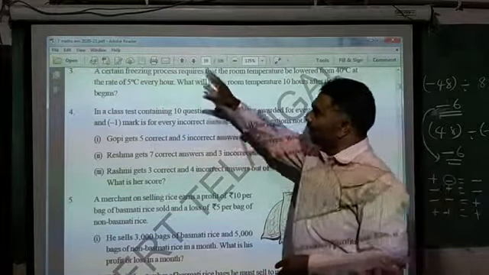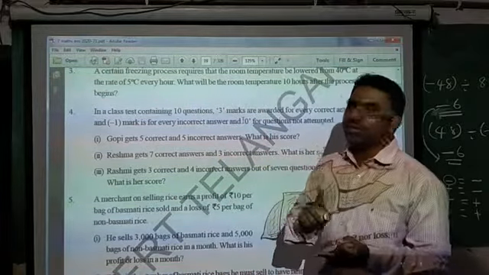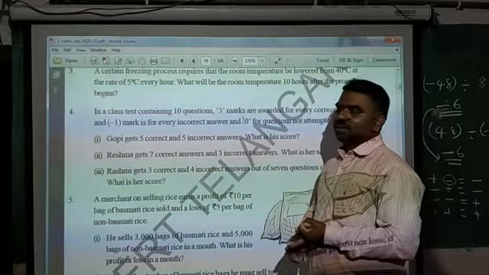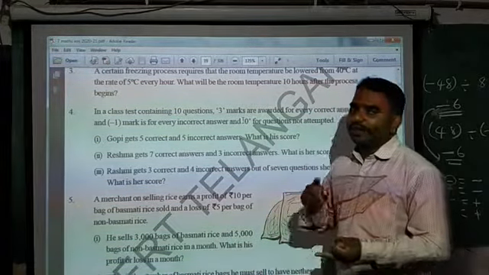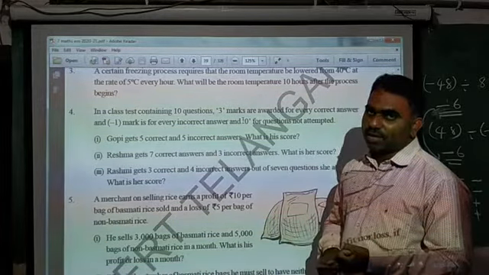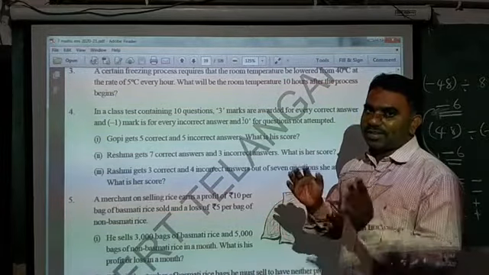So this is the system. The teacher is conducting a test with 10 questions. For a correct answer you get 3 marks. For a wrong answer you get minus 1 mark. If you don't attempt the question you get 0 marks. This is the process of the exam.